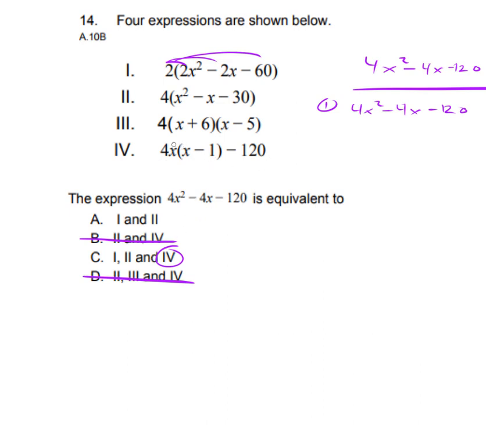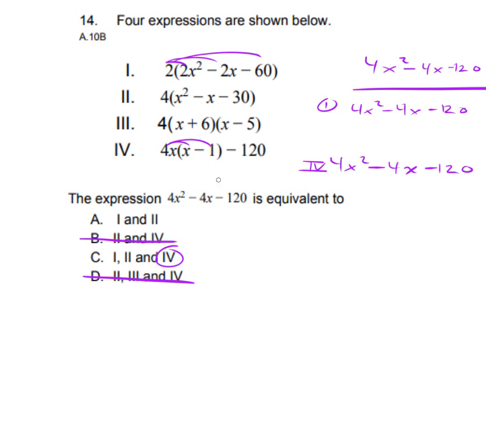So I'm going to take that 4x and distribute it in. I get 4x squared, right? 4x times x is 4x squared. 4x times the negative 1 is negative 4x, and then I have the minus 120 at the end. So 4x squared minus 4x minus 120 matches what it's supposed to match. So 4 is also one that matches.